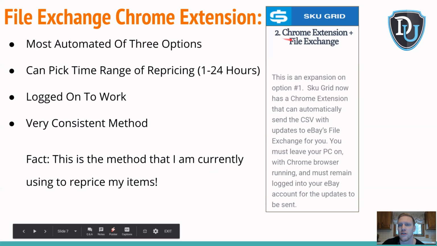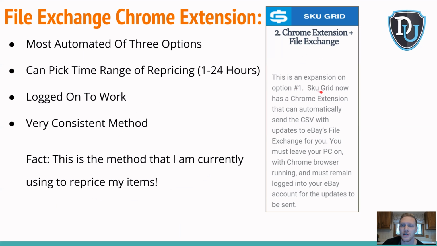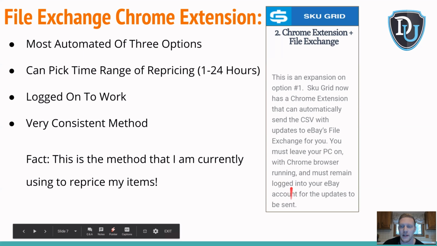So I'll read off right here, Chrome extension plus file exchange. This is the expansion on option 1. SKUGrid now is a Chrome extension that can automatically send the CSV with eBay updates to eBay's file exchange for you. You must leave your PC on with the Chrome browser running and must remain logged into your eBay account for the updates to be sent. So that's just a little overview of what I just said.